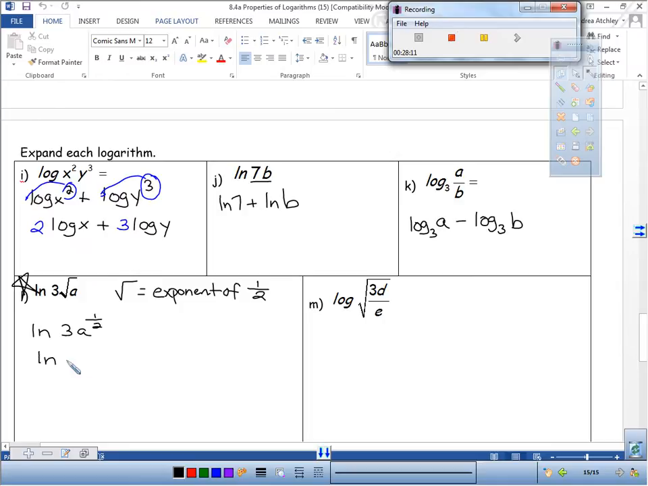So this is going to become the ln of 3 plus the ln of a to the 1/2. Then we're going to take that 1/2 and move it to the front to multiply it. And we're going to get the ln of 3 plus 1/2 ln of a.